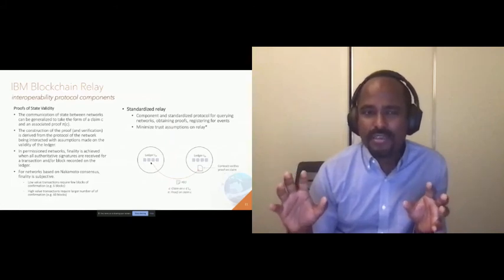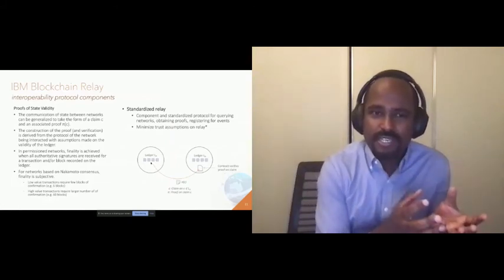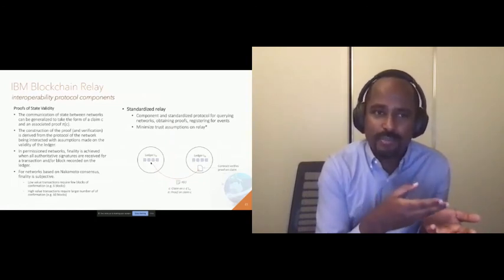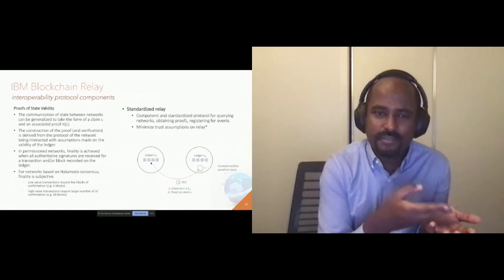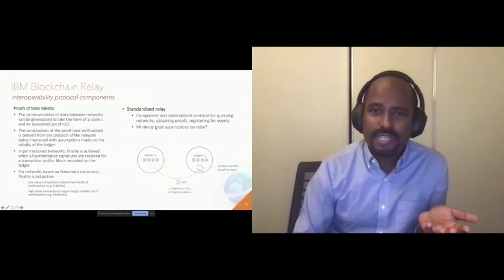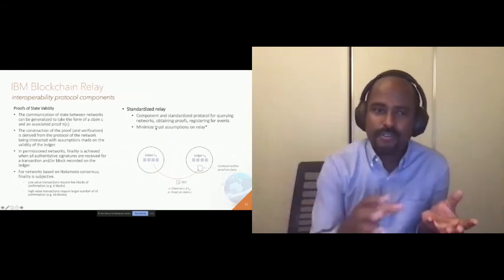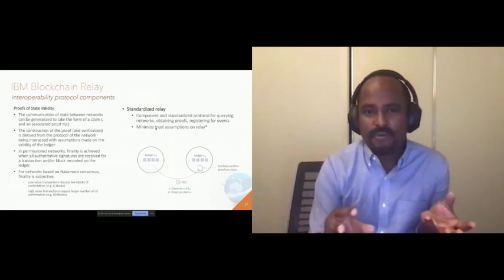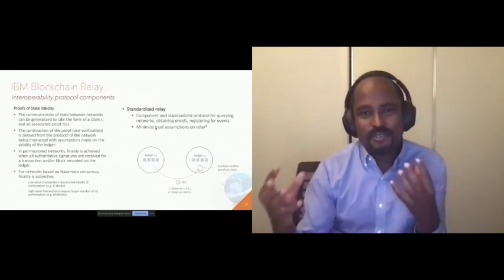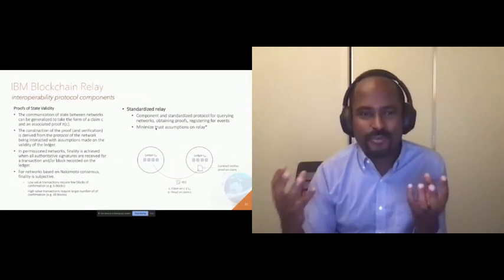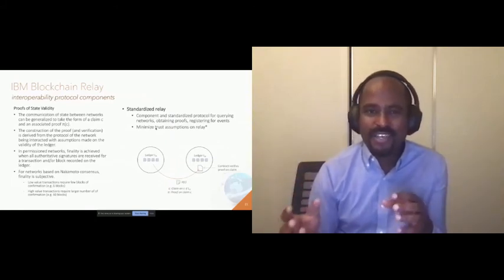One is the notion of state that resides on a ledger and the ability to create independently verifiable proofs about the validity of a state. And by state, I mean data and assets and so on. And then a set of components that allow you to relay or shuttle messages, which is state and proofs, across different networks. So these are the two foundational components, or abstractions actually, to think about in our protocol.